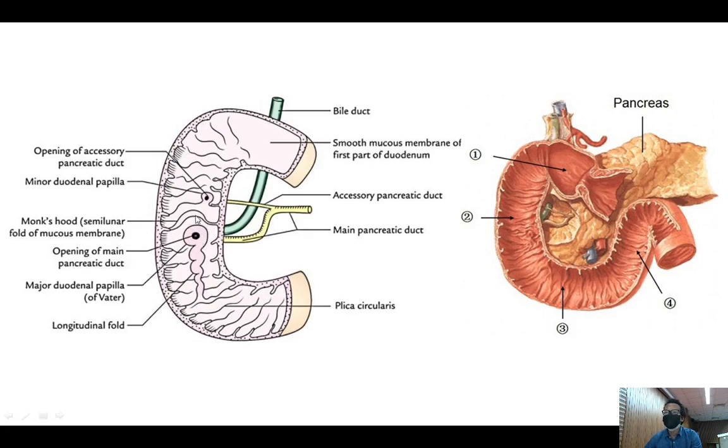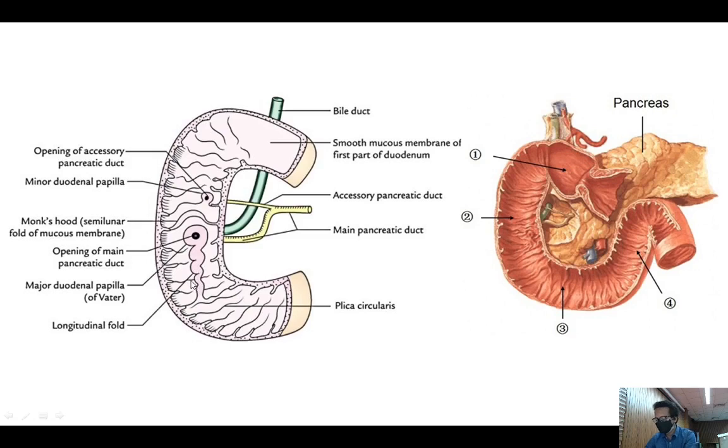And just above that, you'll have a hood-like structure. Again, these are foldings. It has a hood-like structure. The fold of the mucous membrane is known as the monk's hood, the semilunar fold of the mucous membrane. Then right above that, you see the minor duodenal papilla, where the accessory pancreatic duct opens. This is where the accessory pancreatic duct opens. Again, come back to this major duodenal papilla, the papilla of Vater. You can see some longitudinal extension.